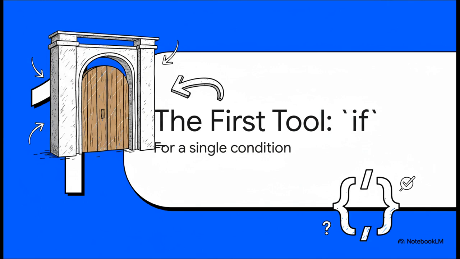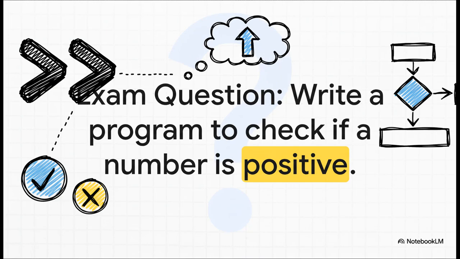Okay, let's start with the most basic, most fundamental decision-making tool in our entire C toolkit, the simple if statement. The best way to think of it? It's like a gatekeeper for your code. Now, here's a classic exam question. Your professor will almost definitely ask you something like this. And it's the perfect job for our first tool. All we care about is one single thing. Is the number bigger than 0? If it is, we do something. If it's not, we just do nothing.